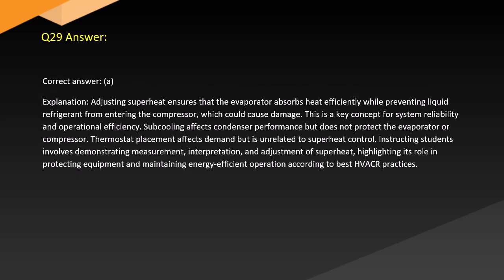Answer. Correct answer, A. Explanation. Adjusting superheat ensures that the evaporator absorbs heat efficiently while preventing liquid refrigerant from entering the compressor, which could cause damage. This is a key concept for system reliability and operational efficiency. Subcooling affects condenser performance but does not protect the evaporator or compressor. Thermostat placement affects demand but is unrelated to superheat control. Instructing involves demonstrating measurement, interpretation, and adjustment of superheat, highlighting its role in protecting equipment and maintaining energy-efficient operation according to best HVACR practices.